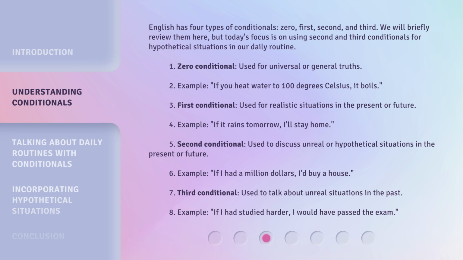3. First conditional, used for realistic situations in the present or future. 4. Example. If it rains tomorrow, I'll stay home. 5. Second conditional, used to discuss unreal or hypothetical situations in the present or future. 6. Example. If I had $1 million, I'd buy a house.